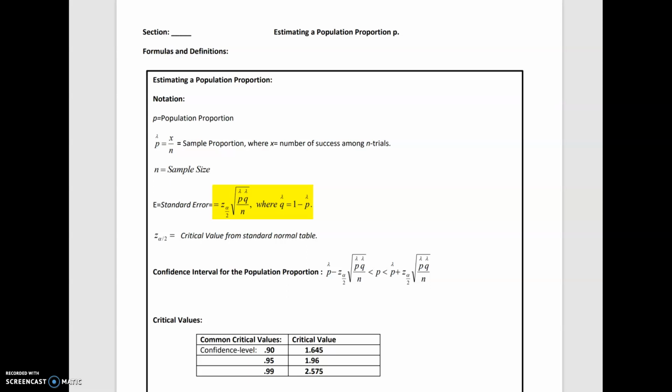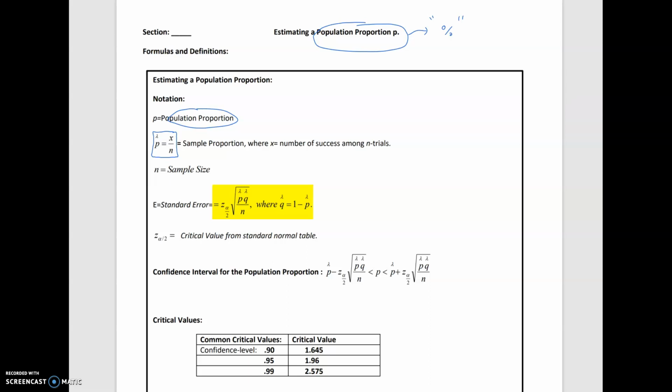Hi class, in these type of problems we're going to be looking at a population proportion, and what we're basically doing is looking at a sample and estimating some sort of a percentage for the population. Now, if they're asking us to estimate a population proportion, then the sample given is going to have a proportion or percentage where X is going to represent the number of successes.